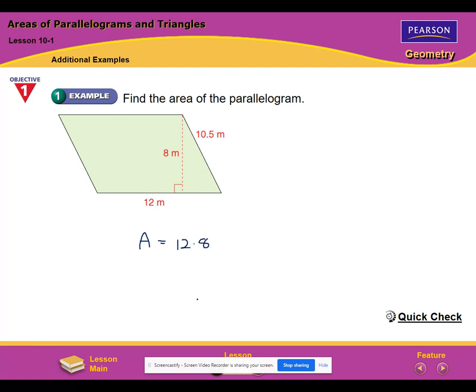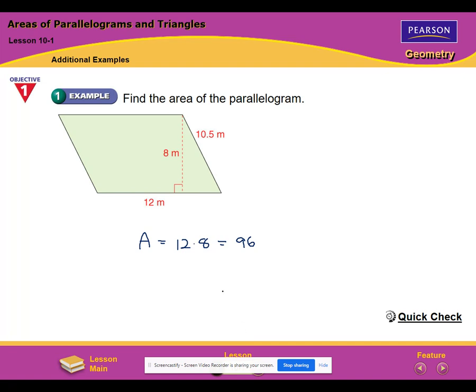Okay, how long does it take to write A equals 12 times 8? And it'll serve you well if you get into the habit of this when we get just a couple sections ahead and we're dealing with things that are a little bit more intricate than this. Okay, now use a calculator if you need to. 12 times 8 is 96.